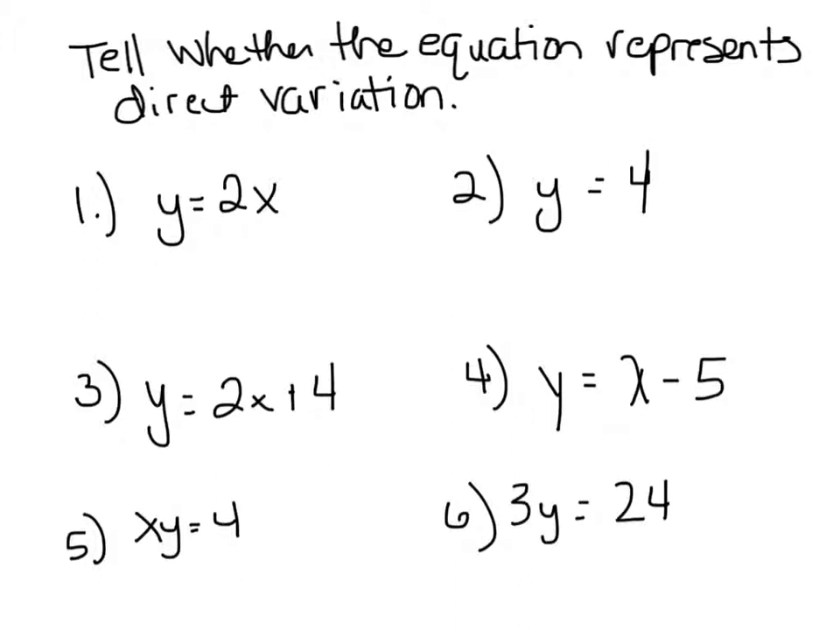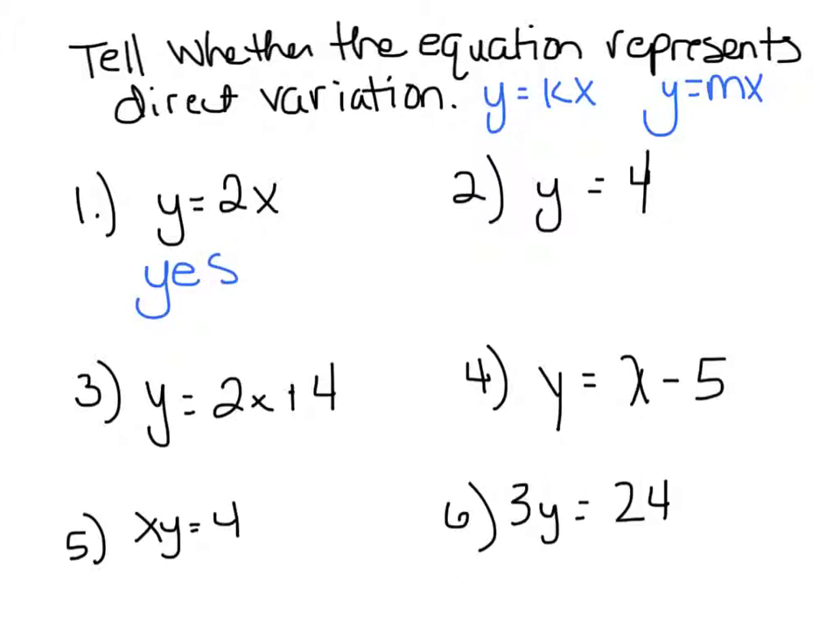So tell whether the equation represents direct variation. Remember the direct variation equation, it's y is equal to kx, or I also like to just say y is equal to mx because you don't have the plus b in the slope-intercept form. So let's take a look. Well, y is equal to 2x. Yes, it's in this form up here.